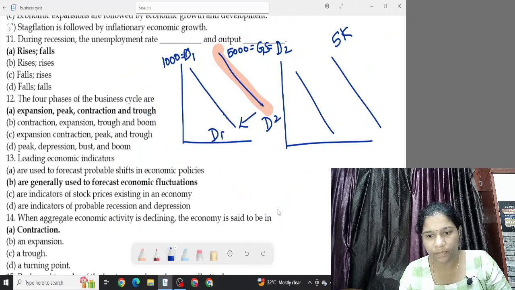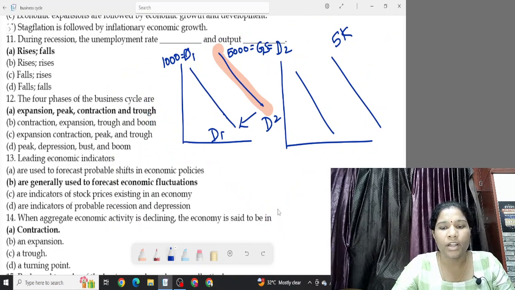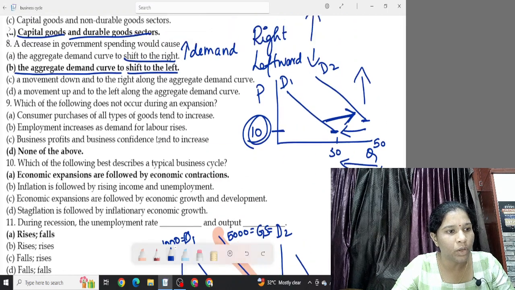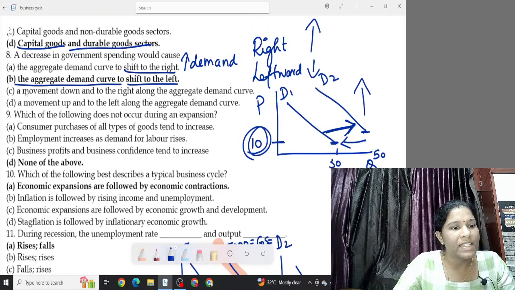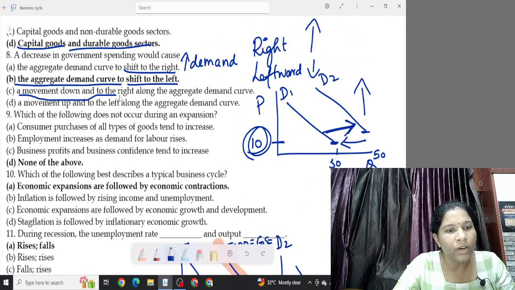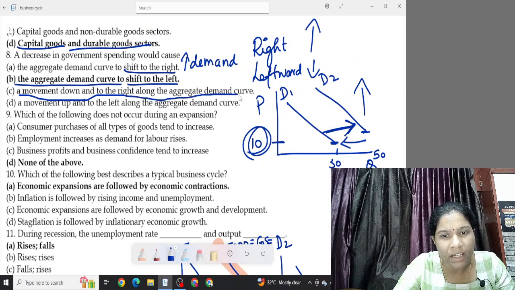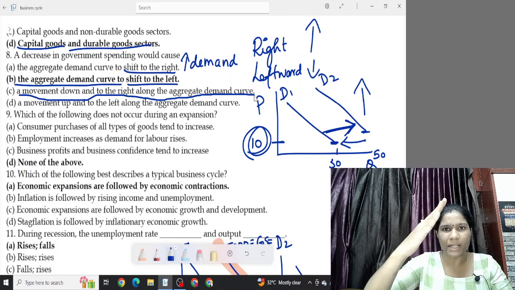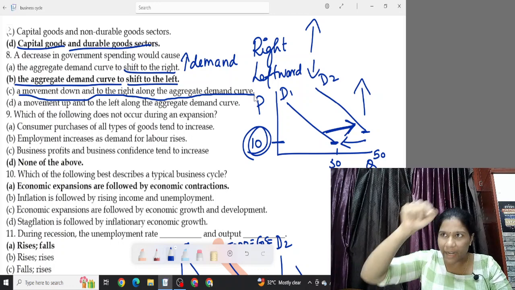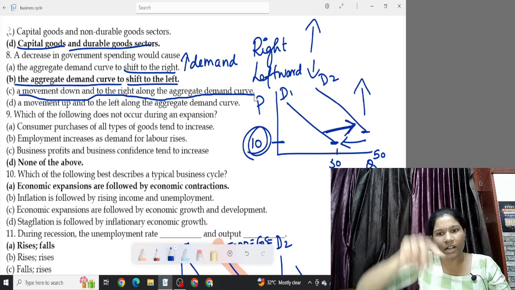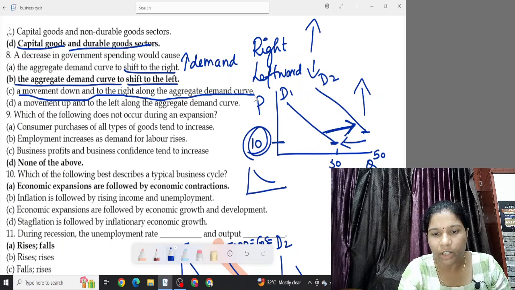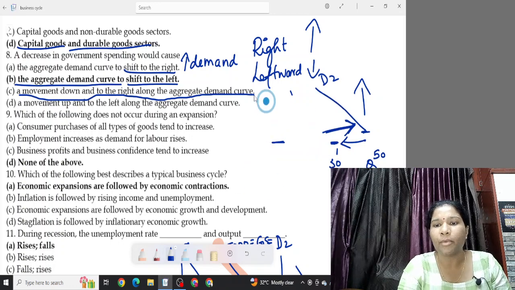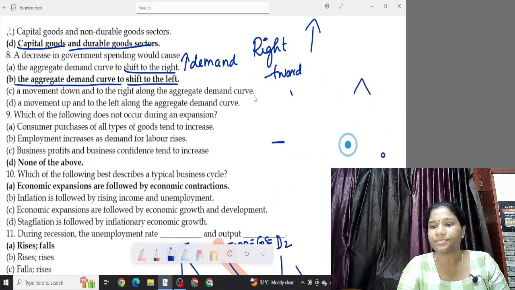Okay. So here we have to be very careful. They say the movement down and to the right along the demand curve is not going to be the right answer, because here they're talking about the same demand curve, only one demand curve, and on the same demand curve it is coming down along the right. Even if they're coming down along the right, it is still going to be wrong, because there is only one demand curve.